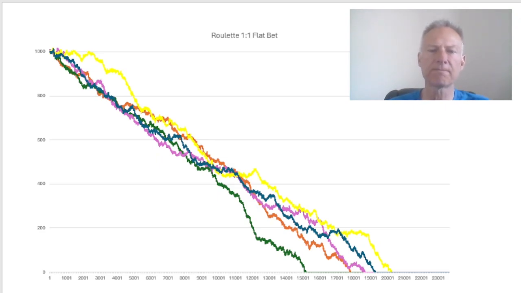So essentially, the upshot here of this flat betting 1-to-1 is it's very low volatility. You can see that these curves are kind of on a line. They're going to intersect here at around 19,000 spins because I'm losing about 1/19 of a unit each spin. So that would be a flat bet that pays 1-to-1.